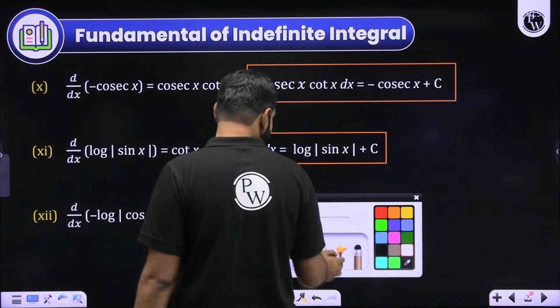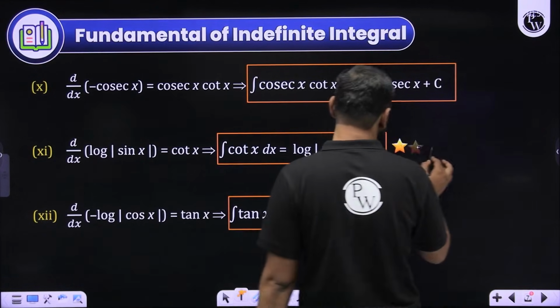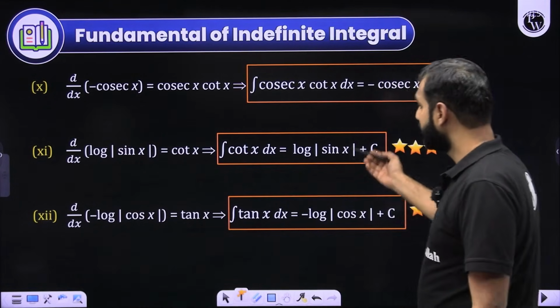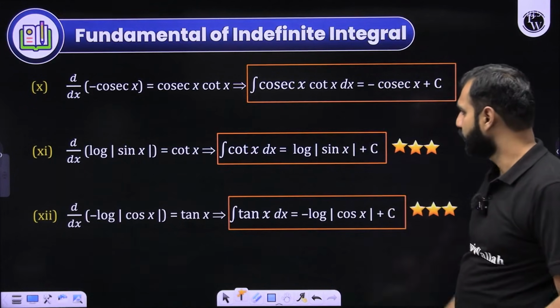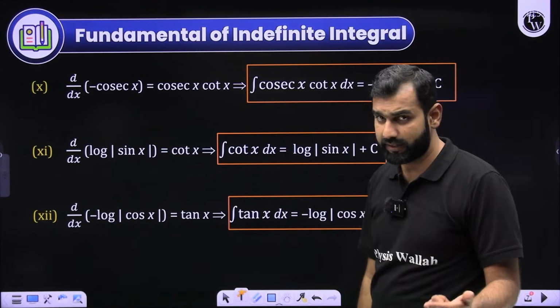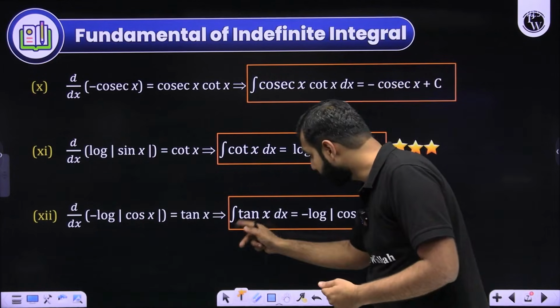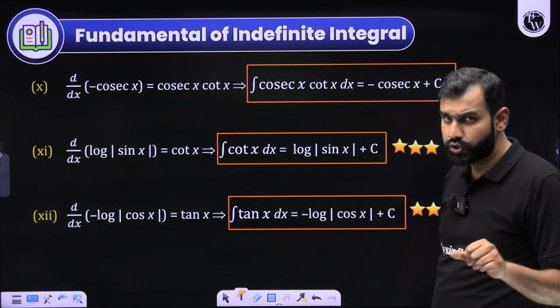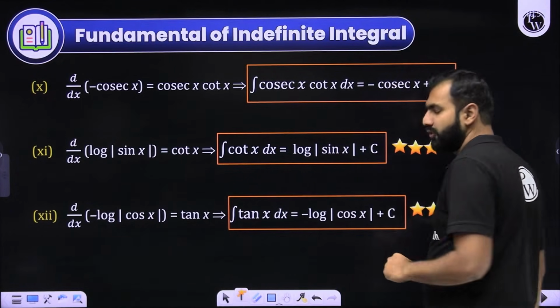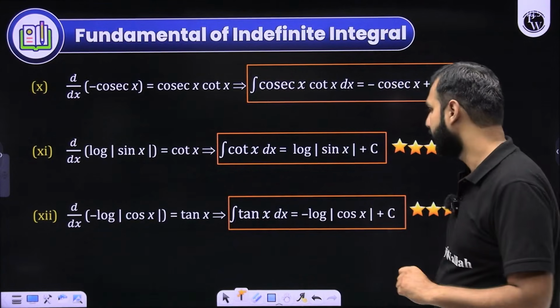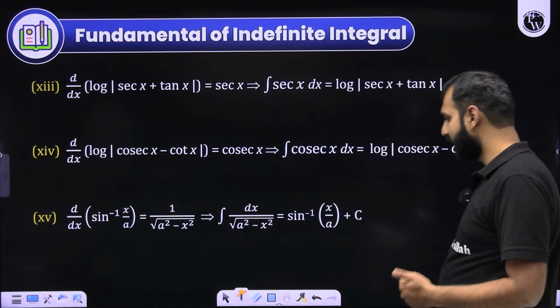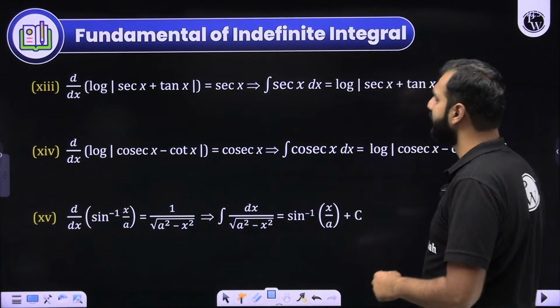Here, I'll emphasize that the rest of the formulae are very well learnt and understood by the students. These are some which you should remember. Whenever I ask you the integration of cot x, you should have it at your fingertips: log of sin x. Whenever I ask you the integration of tan x, you should have it at your fingertips: minus log of cos x. Remember the sign, right? Now, moving ahead, what do we see next? The next result is here.